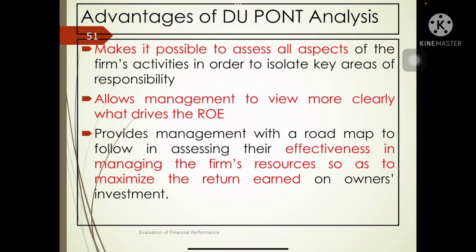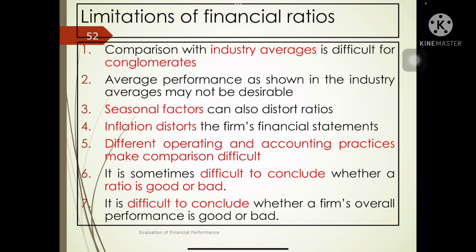And then the advantages of DuPont analysis. Number one, it makes it possible to assess all aspects of the firm's activities in order to isolate key areas of responsibility. Number two, it allows management to view more clearly what drives the ROE, because we have to consider the three things mentioned earlier. It also provides management with a good map to follow in assessing their effectiveness in managing the firm's resources so as to maximize the return earned on the owners' investment.